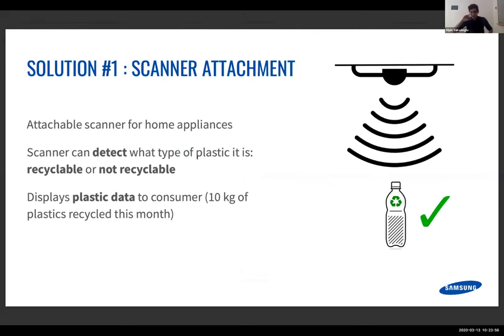Okay. James? Can everyone hear me? Yes. So our first solution after narrowing down our market data and findings was a scanner attachment. So just quickly, it can detect whether an object is recyclable or not. The technology exists, and it can be an improvement to other home appliances, such as a fridge, or it can just be attached to the wall. And all of these scanners throughout the building will be connected and will collect and aggregate data for a database. And finally, we wanted the benefit of educating consumers. An idea for the scanner is to display plastic data for the consumer, such as 10 kilograms of plastic recycled this month.